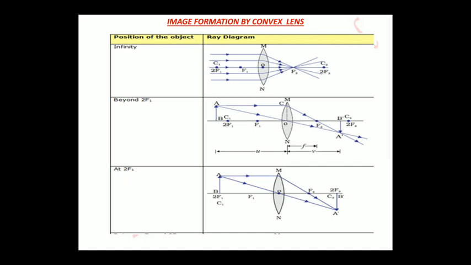This image is point sized, it is real, and here you cannot see, but if the object at infinity extends only above the principal axis, then the image will be inverted also. So the characteristics of the image in this case will be: position of the image at focus, size of the image point size, nature of the image real.